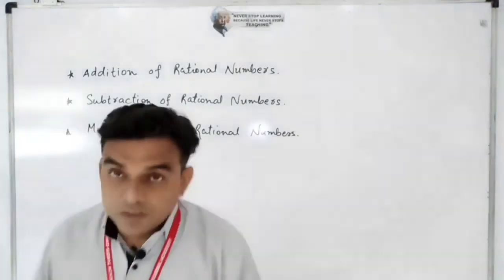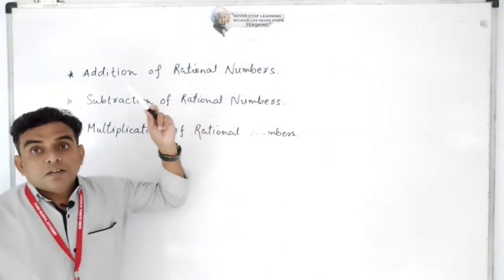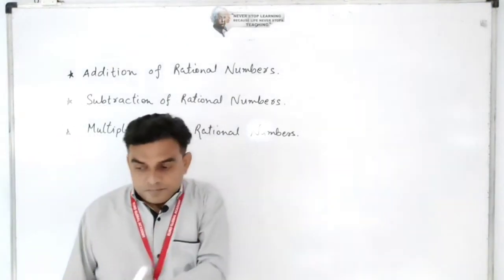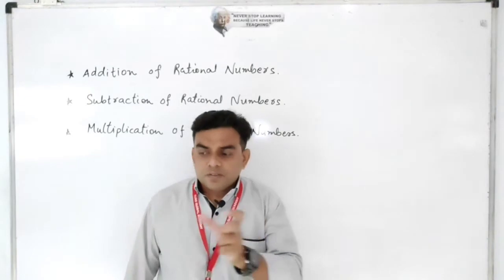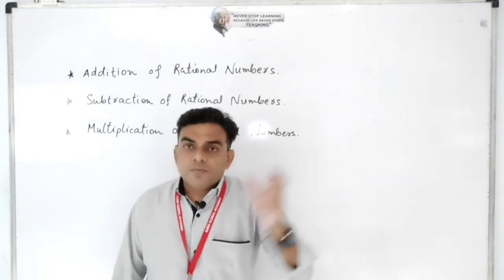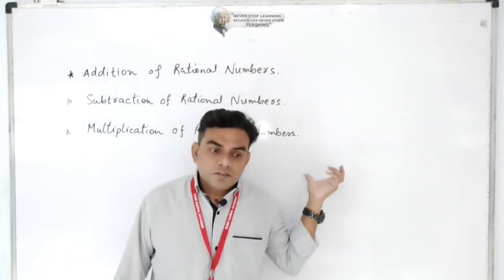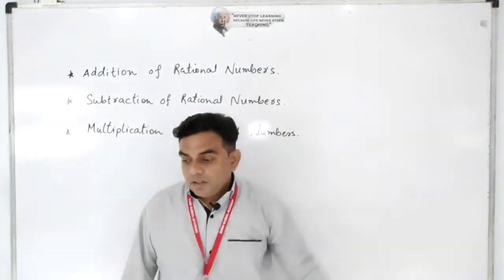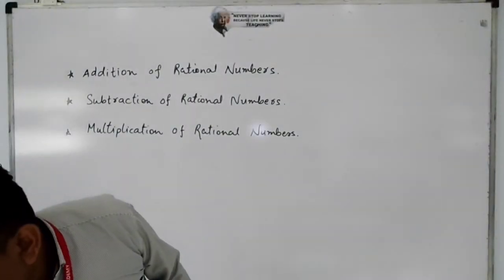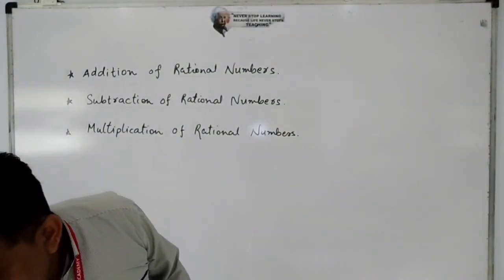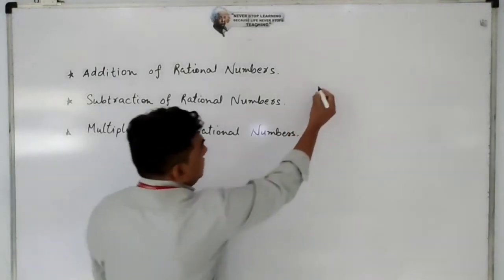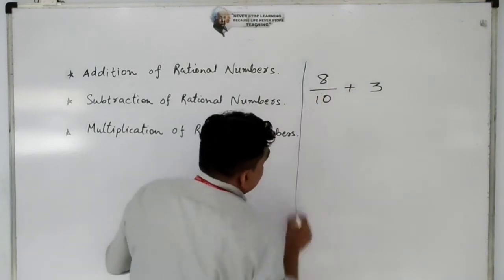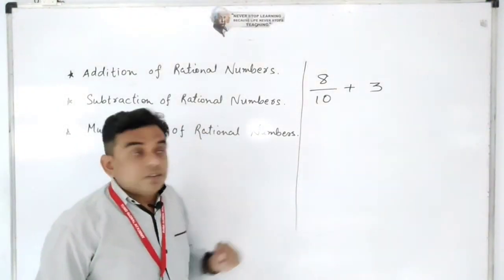Okay students, now you can just see here, first of all, addition of rational numbers, students. We have already done some topics related to this, some addition in the live class, students, but today I'm going to write a sum and explain it in front of you. Suppose the sum is 8 by 10 plus 3, students. This is the addition of rational numbers. You can just see here, this is also a rational number.